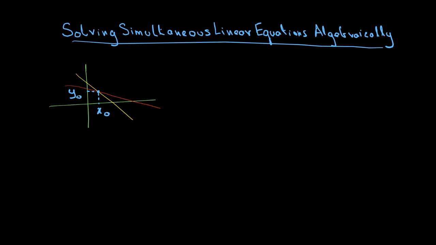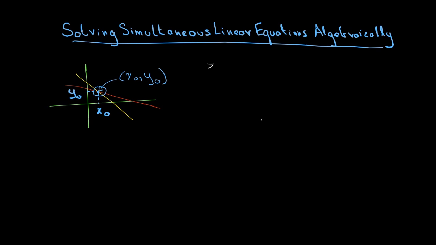So this point, which is really important for us, is x naught, y naught, and this point simultaneously satisfies the two equations. Remember, we had two equations, and we were looking for the points of intersection. So now let's look at, for example, two equations: 3x plus 2y is equal to 8, and another equation, 4x minus y is equal to 7.